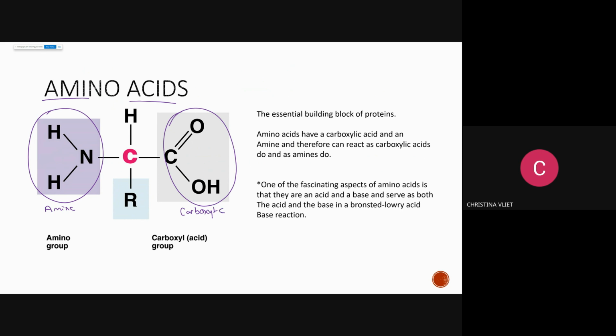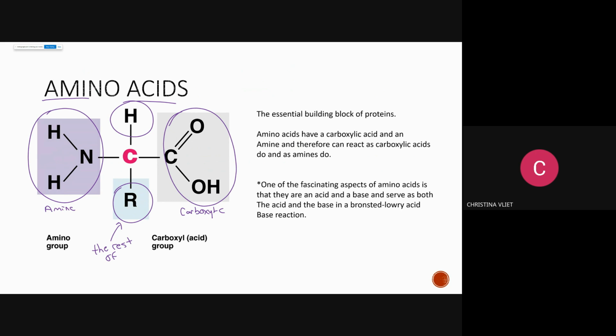A carbon in the middle. A single hydrogen is always there. And then something called an R group. Do you remember what the R group is? The rest of the molecule. And it's the R group that gives different amino acids their specific properties.